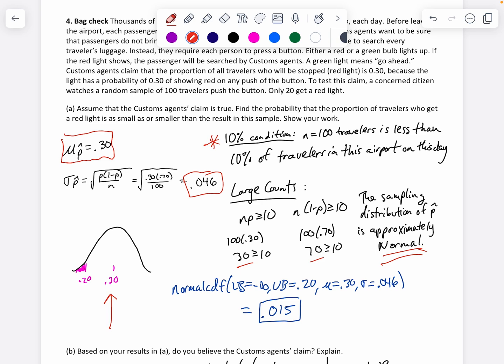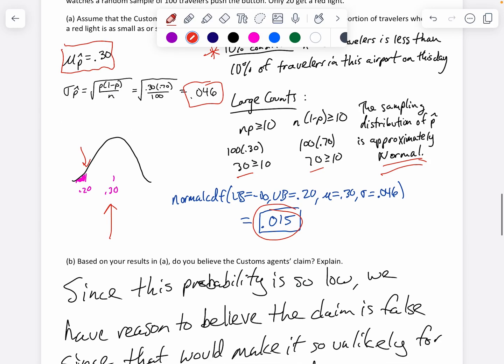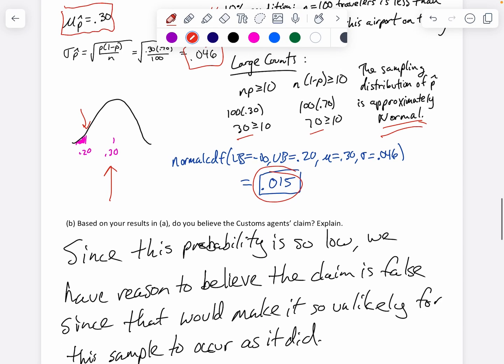And we want to know 20% or less, right? Our sample was 20% or less. So we do our normal curve calculation, we get 1.5%. Okay, so 1.5% of the time, given these conditions, you would get 20 out of 100 or less getting the red light. And in letter B, it says, do we believe the customs agent's claims, right?